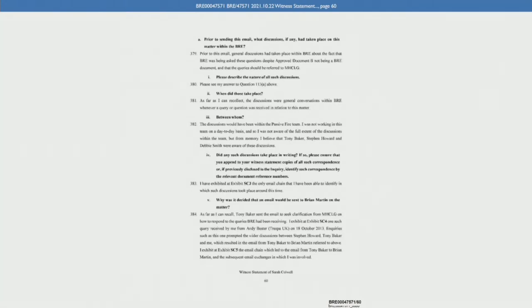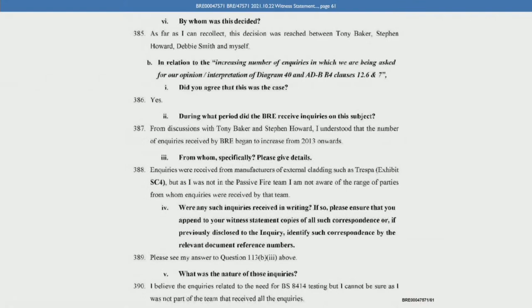And then there are various other questions, one of which is, between whom? And then if we turn the page to page 61, by whom was this decided? As far as I can recollect, she says, this decision was reached between Tony Baker, Stephen Howard, Debbie Smith, and myself. And she confirmed that fact when she gave oral evidence at day 233 to the inquiry last week. What do you say about that? Is it right that the decision to send this email was reached between those people and you?